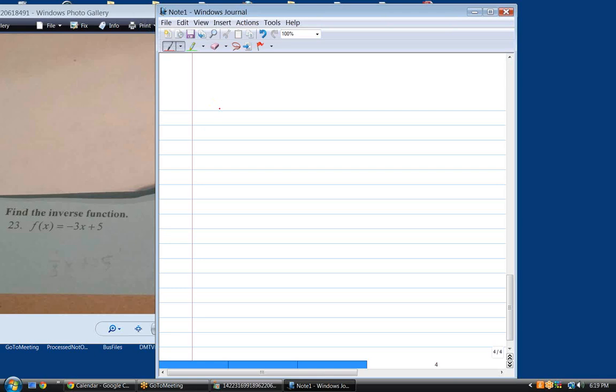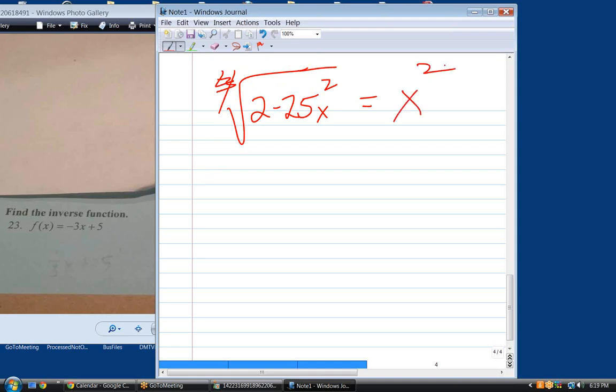Yeah. So the cube root of 2 minus 25. Is this finding the inverse? No, this is just solve the equation and check your solution. Okay. The cube root of what? 2 minus 25x squared equals 5x. Or, not the cube root, the fourth root. This is 4? Yeah. And this is x squared? 5x. 5x? Yeah.